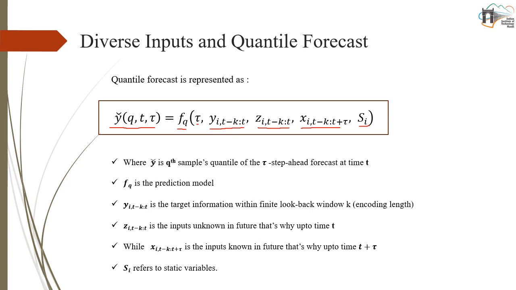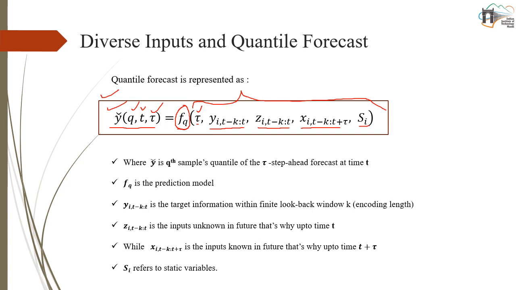Our y cap q(t, tau) is the quantile forecast that we are providing at tau time steps ahead from time t, and q refers to the qth quantile that we are providing our prediction for. So the y cap is the prediction that we are providing from our model. f_q is the prediction model, the function which takes all these inputs and provides us with the y cap. So f_q is basically our model, or the relationship that we have formulated. And tau, as I told you, is the number of time steps ahead from time t that we are providing the forecast for.